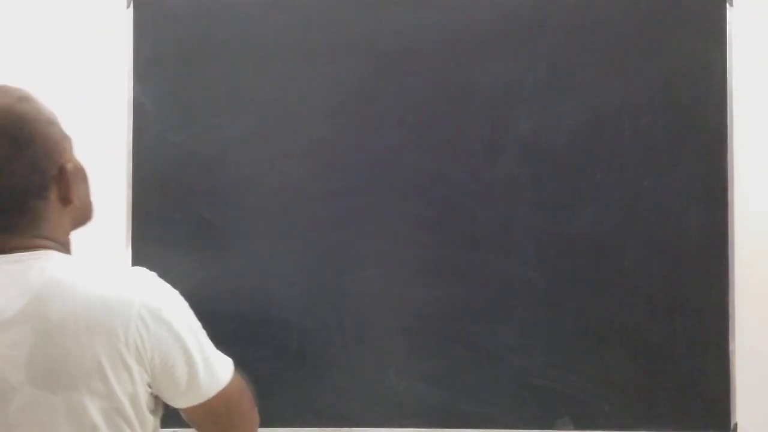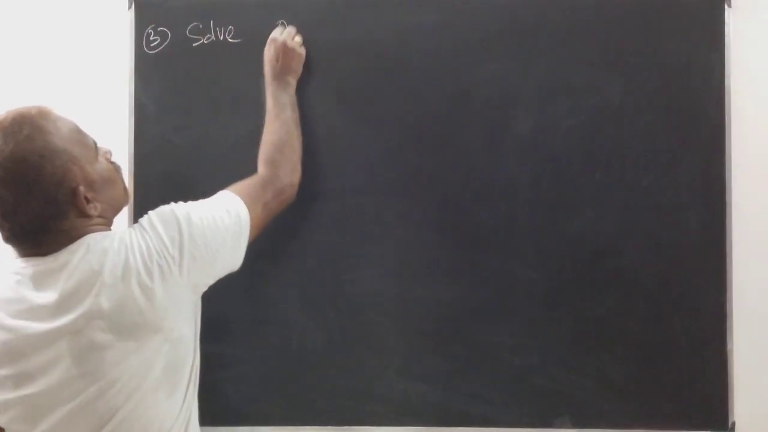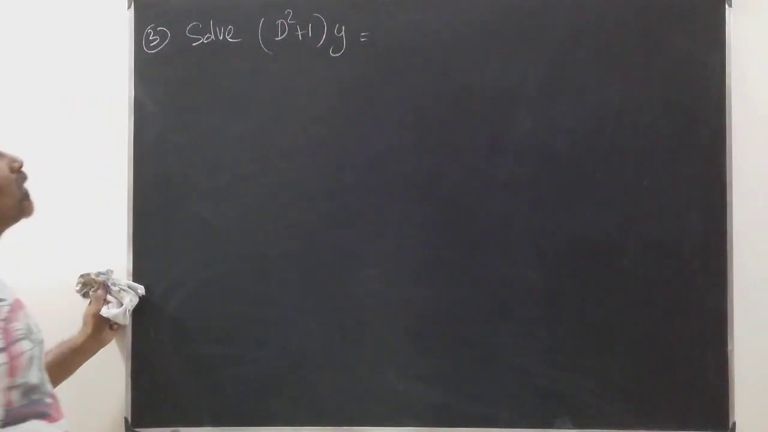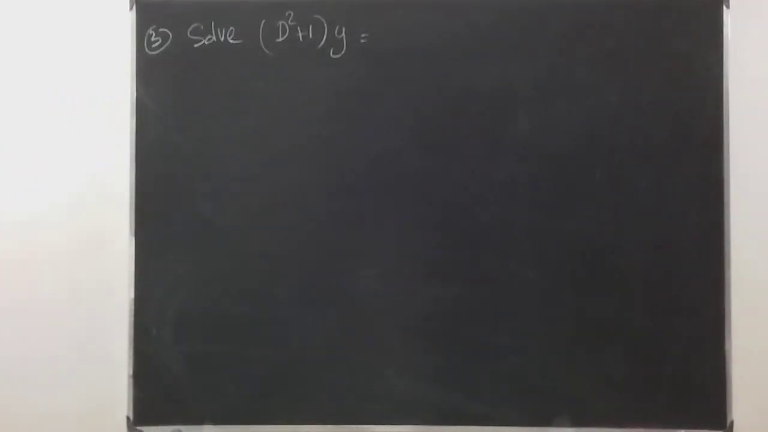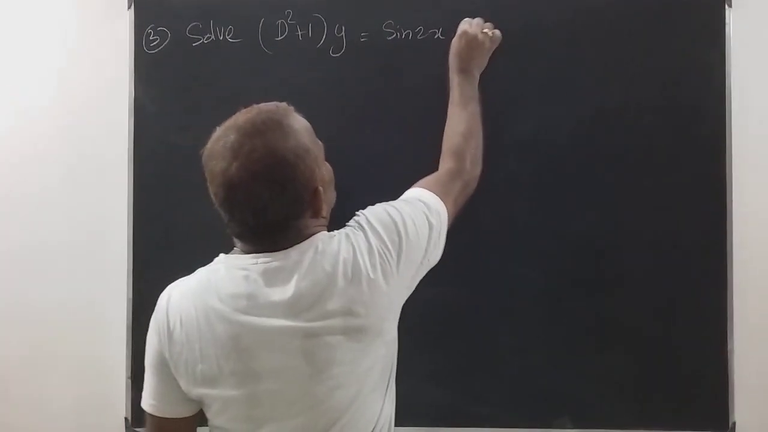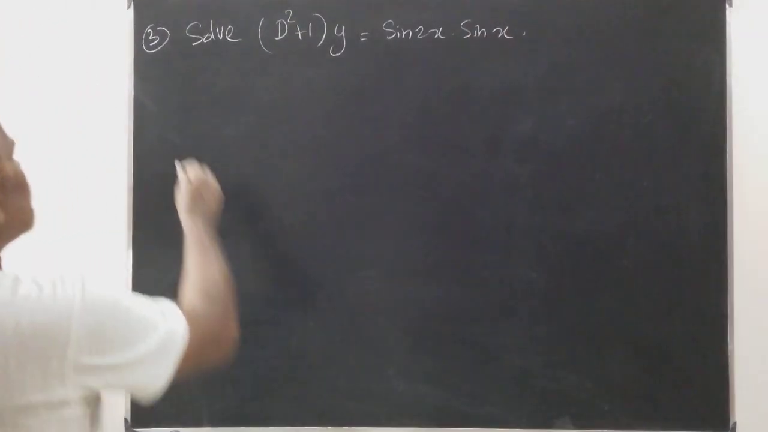Problem number 3 is: solve (D square plus 1) y is equal to sin 2x into sin x. Solution.